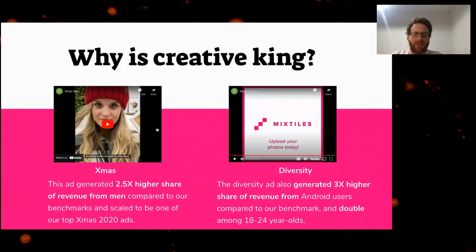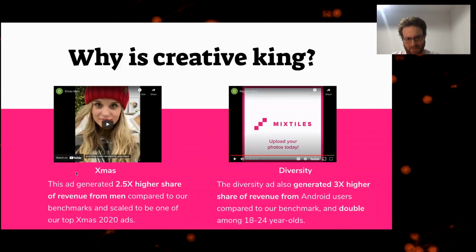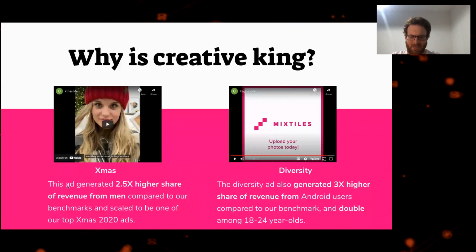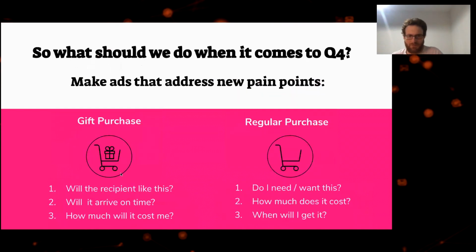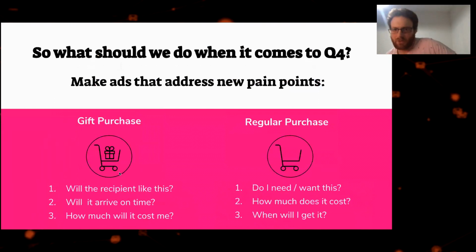And the second ad is the ad that cracked men for us last year on Christmas. It generated 2.5 times higher share of revenue for men compared to the benchmarks, and scaled to be one of our biggest ads in Christmas of last year. I won't show it because I think it's less interesting and I don't have time. So let's talk a bit about what we should do when it comes to Q4 creatives.